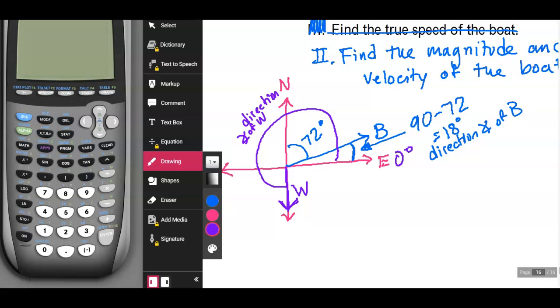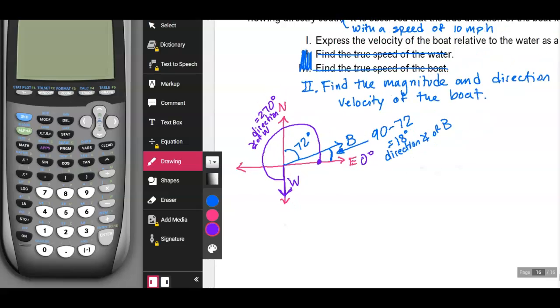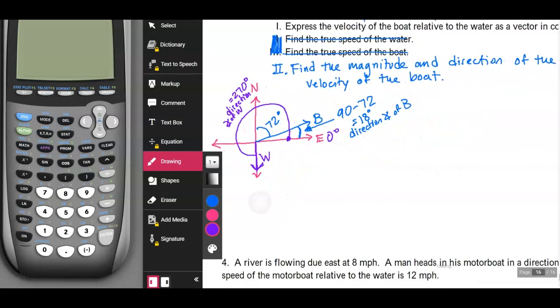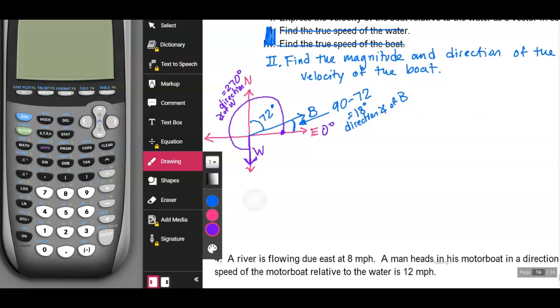Now, what I was asking about was our direction angle of W. So it's from 0. We're going through quadrant 1, which is 90. We're going through quadrant 2, which is another 90. And we go all the way through quadrant 3. It's just 270 degrees. Wonderful. So now that we know all this, we can find our two vectors in component form.